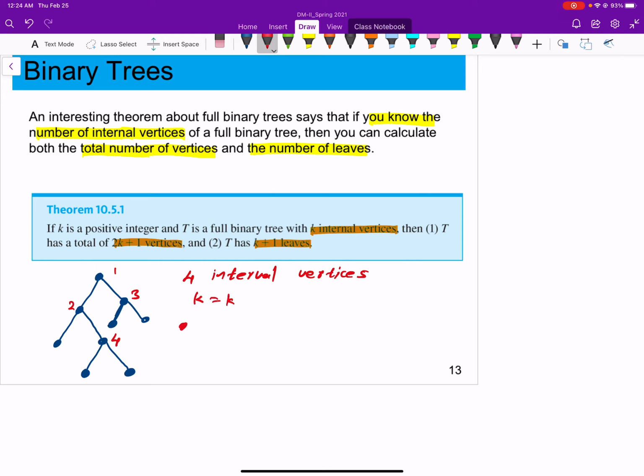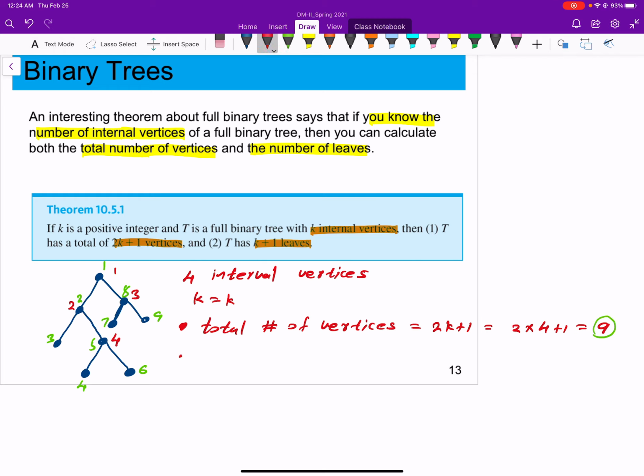That will give you the total number of vertices, which equals 2k plus 1, which is 2 times 4 plus 1, that is 9. There are 9 total vertices. Let me count. This is 1, 2, 3, 4, 5, 6, 7, 8, 9. That is correct, right? It is 9.